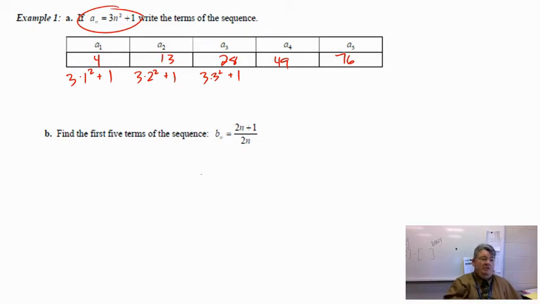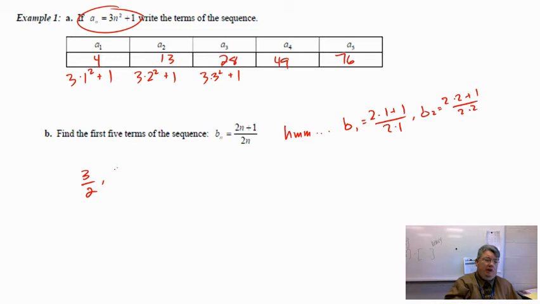Now, the first 5 terms of this sequence means I'm going to put 1, 2, 3, 4, and 5 in there. If I put 1 in there, B sub 1 is going to be 2 times 1 plus 1 all over 2 times 1. Well, that's going to be 3 over 2. B sub 2 is going to be 2 times 2 plus 1 over 2 times 2. Well, 2 times 2 is 4, plus 1 is 5 over 4.